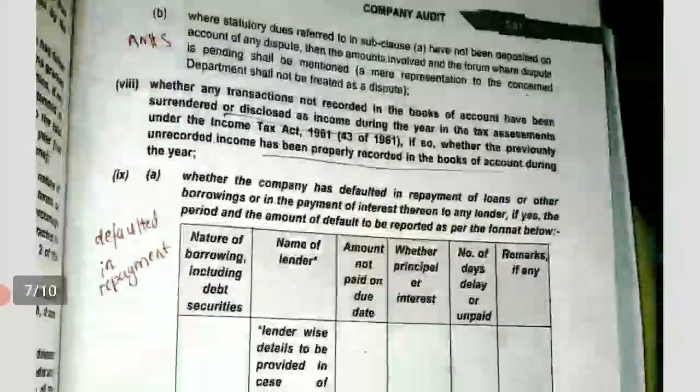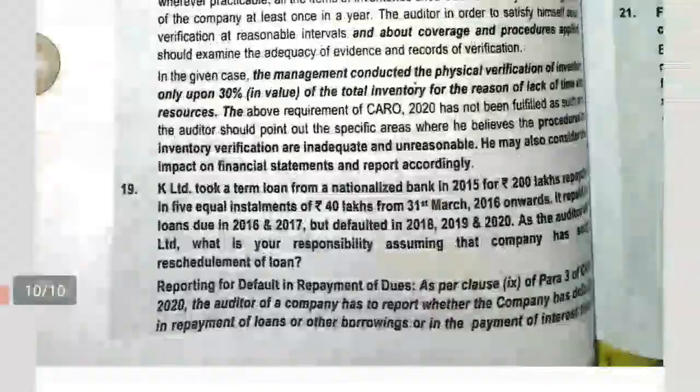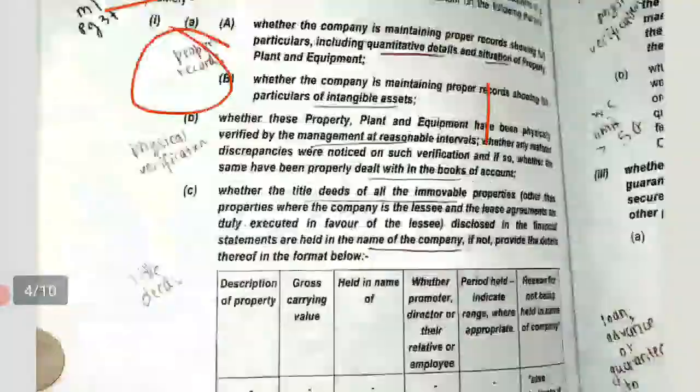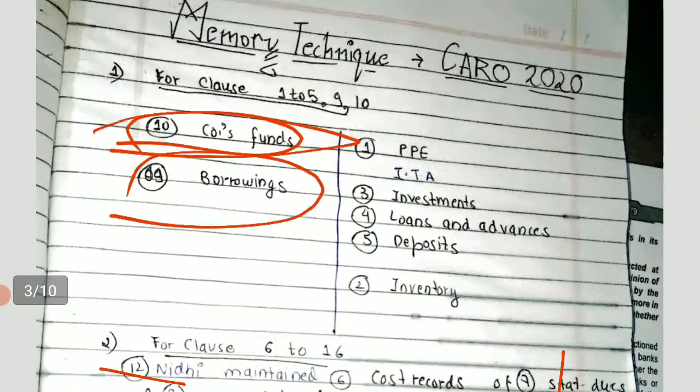Now let's quickly revise all the clause names. Clause number 1 will talk about your property, plant and equipment, along with intangible assets. Then clause number 2 will talk about your inventory. Third clause, investments. Fourth clause, loans and advances, and the fifth clause will talk about deposits. In the first memory technique only, there are two more clauses: the ninth is your borrowings, and the 10th is your company's fund.